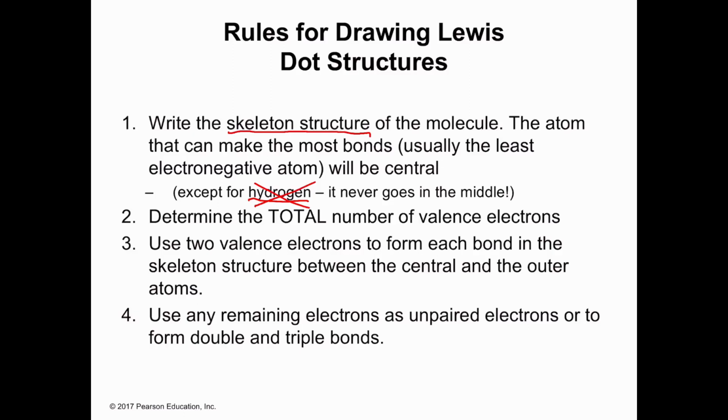Then you're going to figure out the total number of valence electrons that you have to play with in your molecule, and I will show you how to do that. Then you're going to use 2 valence electrons to form each bond in the skeleton structure. You're going to bond your outside elements to your central element. And again, the reason it says 2 valence electrons is because there are 2 electrons in a bond, right? So 1 electron will come from one atom and 1 electron will come from the other, and we share them to make that bond. And then we'll use any remaining electrons as unpaired, or we might form double bonds or triple bonds, things like that. Again, this will make lots more sense as we go through it.